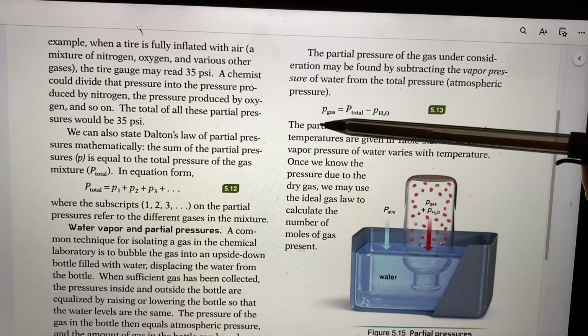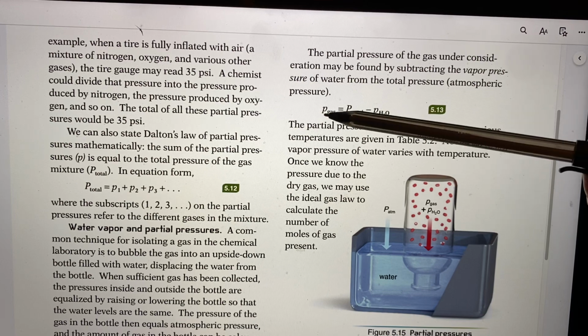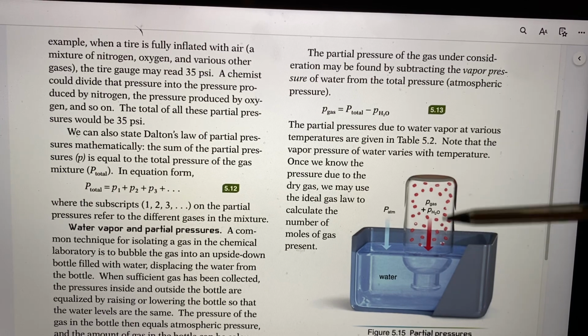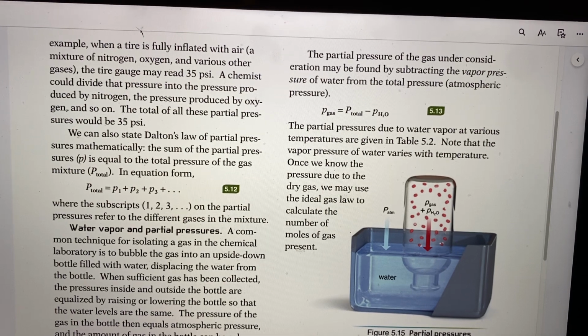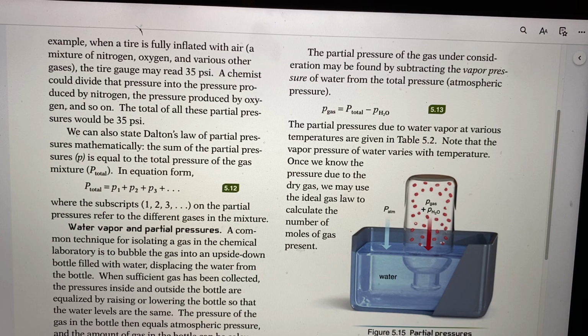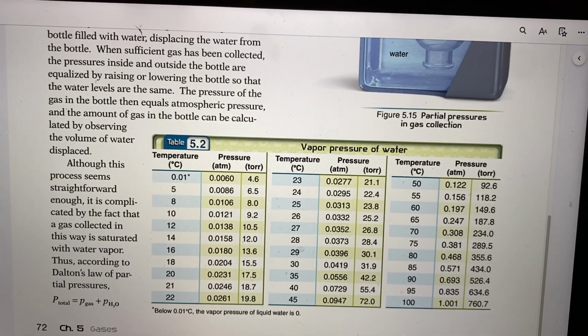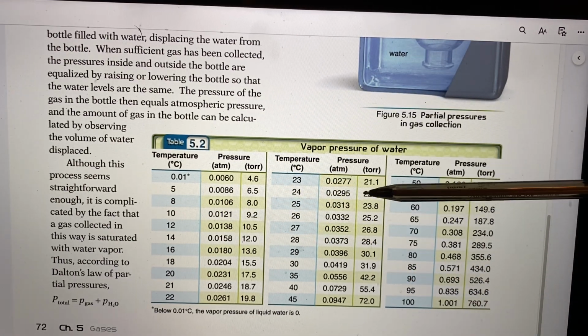So basically the gas that we're looking for is going to be the total gas minus the partial pressure of water, getting rid of the water vapor. Because the water vapor is going to make a difference, right? So the vapor pressure of water is going to be on table 5.2, which is down here. We're going to look at this table, and you don't have to memorize it. But basically, it says what the temperature is and what is the pressure of water vapor at that temperature.